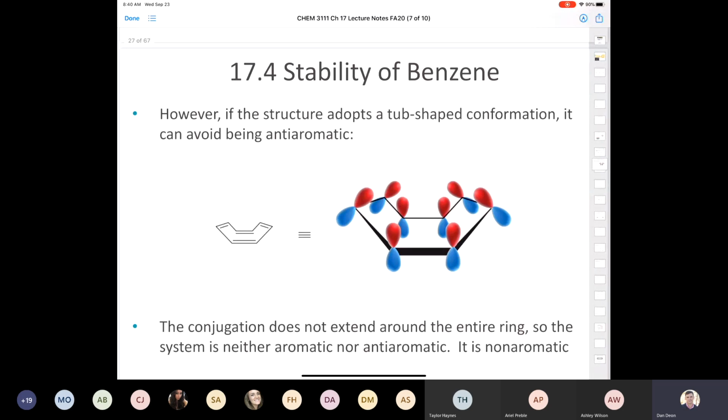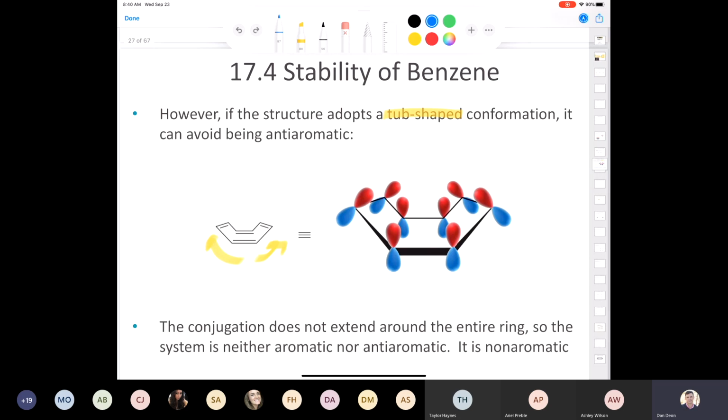It bends like this, up like this and up like that, and we call that a tub shape. You can imagine yourself just relaxing in the tub here, taking a bath. So it's got a tub shape to it, and what that tub shape does is it prevents the conjugation from occurring. And if you're wondering what conjugation is, I've gone over that, but it prevents the efficient overlap of the p orbitals.